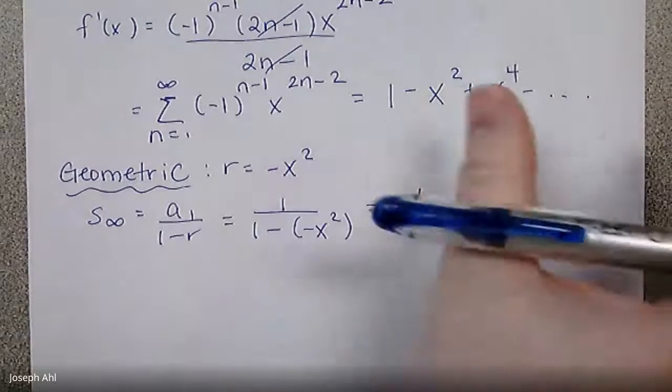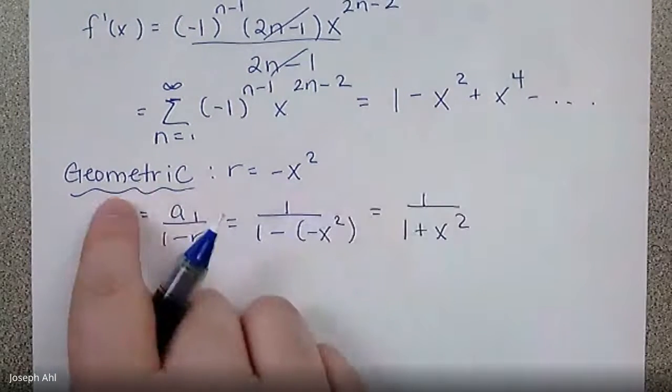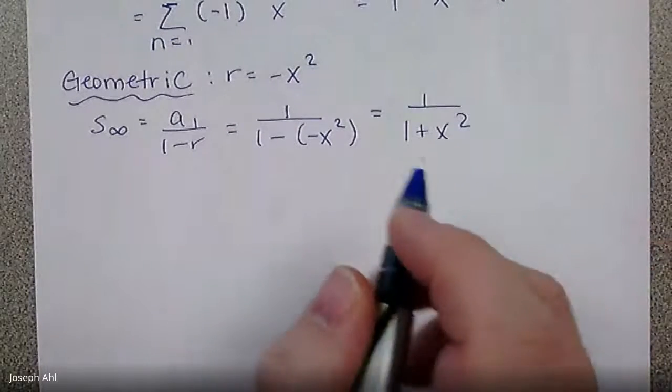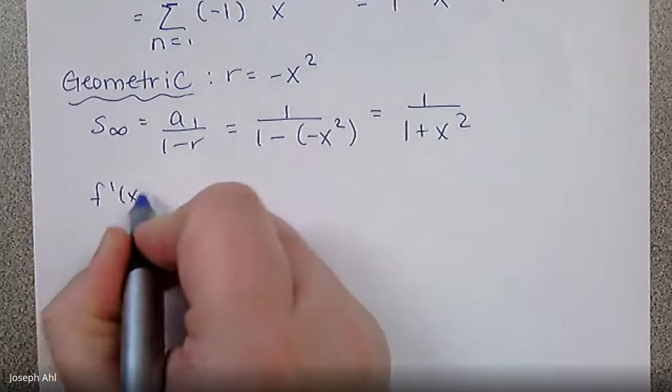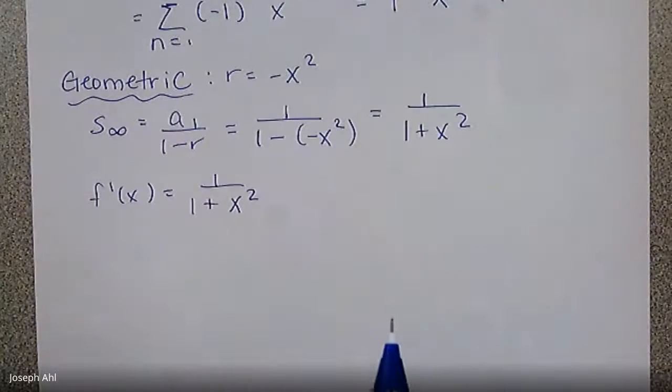So it turns out we can write this infinite series, because it converges and it's geometric, as the function 1 over 1 plus x squared. So that's what f prime of x equals. F prime of x is equal to 1 over 1 plus x squared.